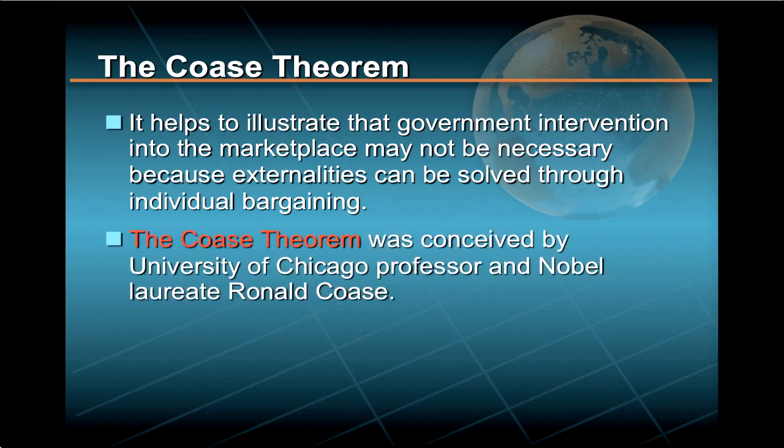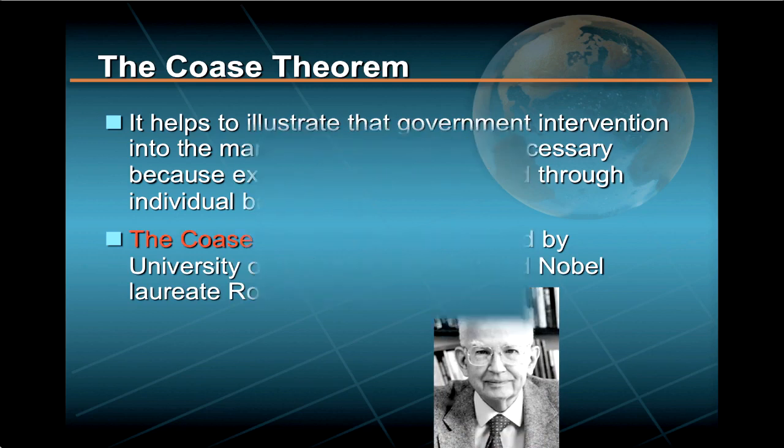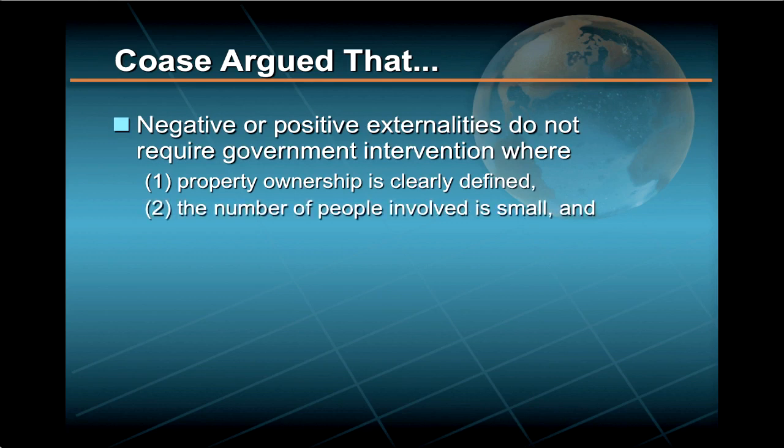The Coase Theorem was conceived by University of Chicago professor and Nobel laureate Ronald Coase. Coase argued that negative or positive externalities do not require government intervention where 1. Property ownership is clearly defined. 2. The number of people involved is small. And 3. Bargaining costs are negligible.